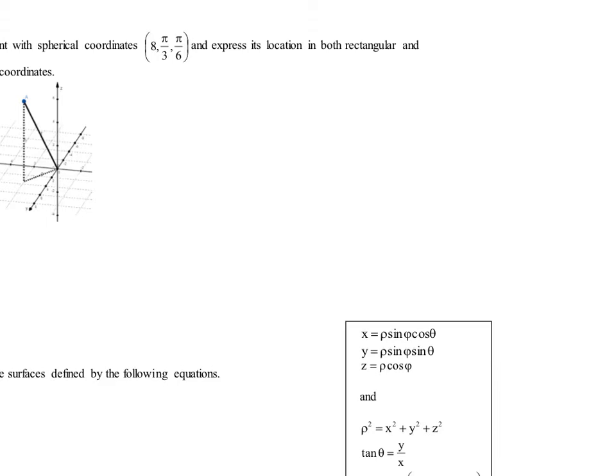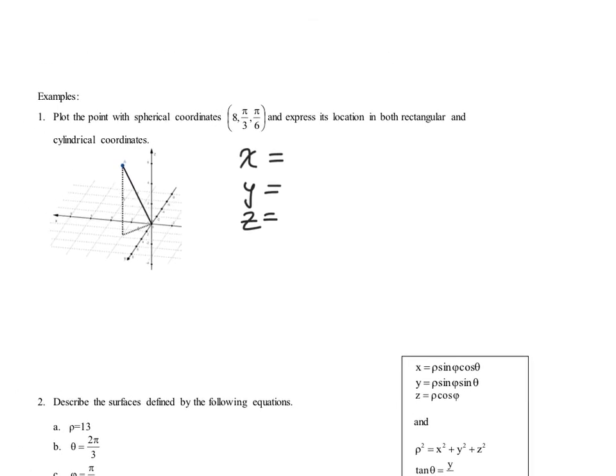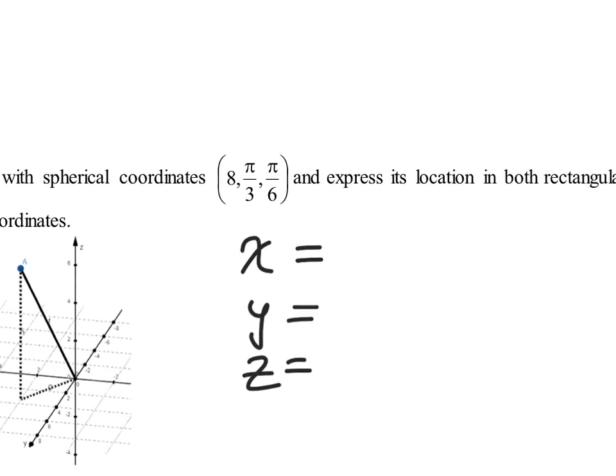But what we want to do is express it in rectangular form. Expressing it in rectangular form is mere child's play, as long as you have those rules, because I just need x, y, and z. The key is understanding what these spherical coordinates are telling you. So rho, theta, phi.